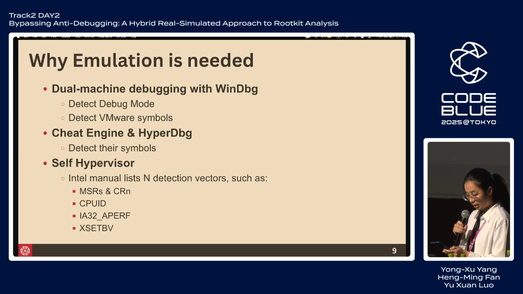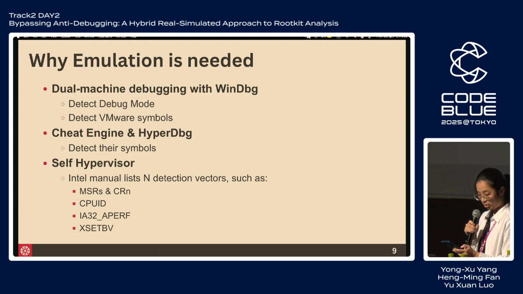With dual machine debugging, it is possible to be detected as being in debug mode. Moreover, if one uses a virtual machine, such as VMware, for dual machine debugging, VMware might leave some specific symbols that can be detected. Other hypervisor-based techniques will also leave detectable symbols, as shown on this page.